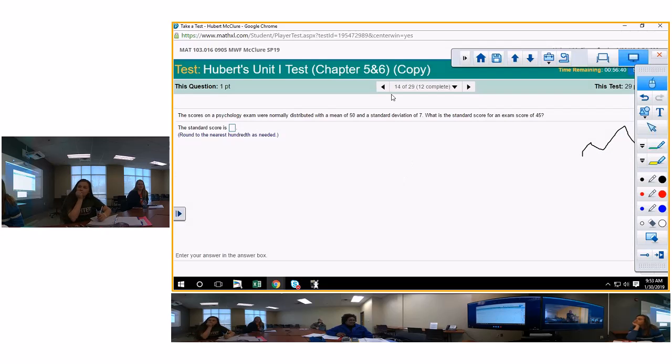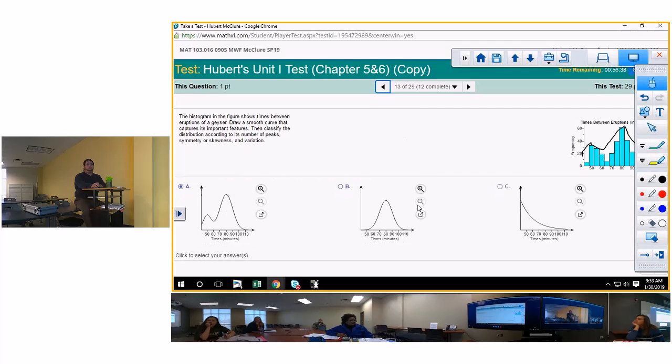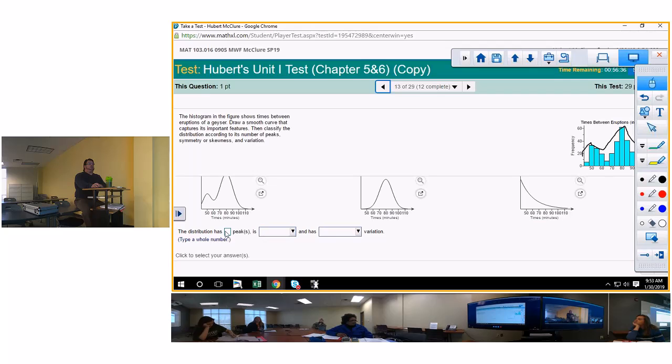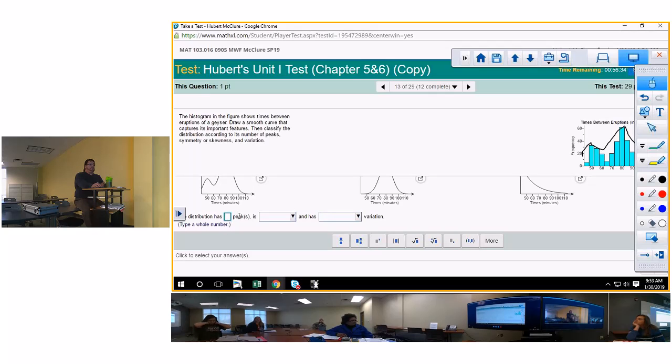Okay. The distribution has 2 peaks. I believe it has 2 peaks, but sometimes this thing will say it has 1 peak. It is not symmetric, and it has moderate to large variation. That's what I think.